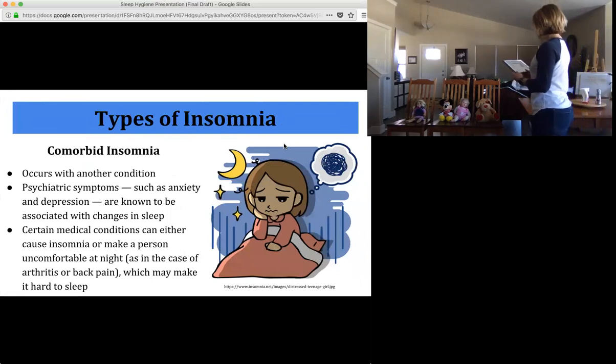Comorbid insomnia probably is really what my daughter has. It occurs with another condition, such as the psychiatric symptoms of anxiety and depression, which can also change your sleep schedules. Certain medical conditions can either cause insomnia or make a person uncomfortable at night. Say you have a backache or you have arthritis, something like that can make it hard to sleep. So having another condition can also affect your sleep schedule.